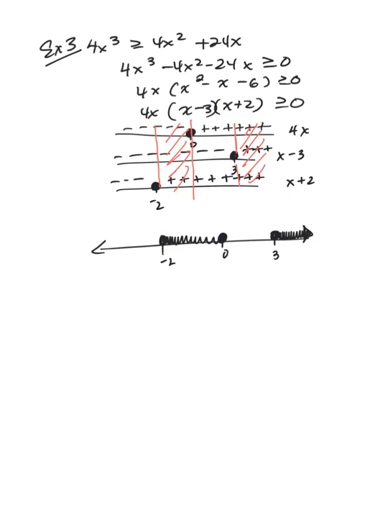Okay, so what does this look like? This is going to be a bracket, -2 to 0, or 3 to infinity. Brackets means that they're included.